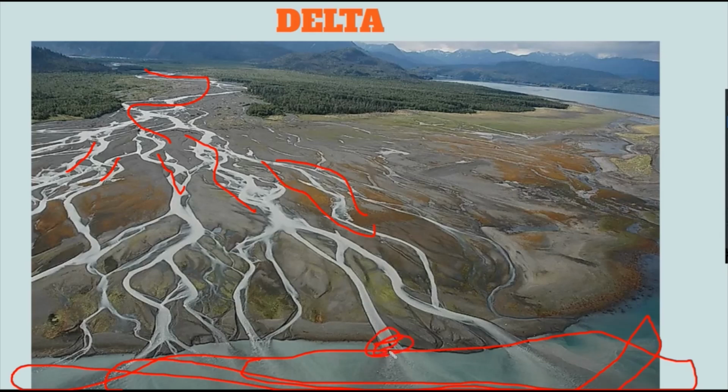This is a river mouth over here. When a river enters a larger water body, it is known as the river mouth. So this is a river mouth, this is a river mouth. Now it deposits its fertile sediments on the bank, so it becomes like this, and now this becomes a delta.